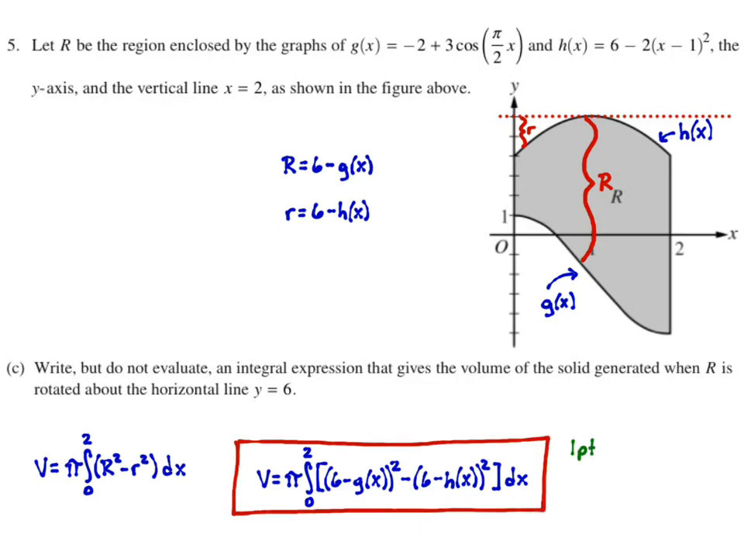As far as points go on this, you're going to get 1 point for the correct limits and the constant. So having the pi there and having the integral from 0 to 2, that's 1 point. You're going to get 1 point for the washer method. So if they can see that you did something squared minus something squared, you're going to get 1 point. And then you're going to get a second point as long as your integrand is completely correct. So 1 point for showing the washer method, r squared minus r squared, and then 1 point for having the completely correct integrand. And that is it on part C.